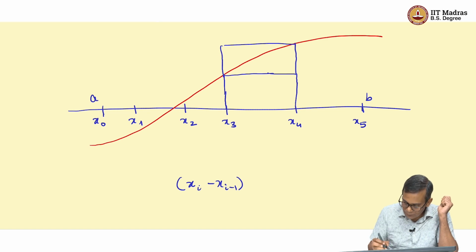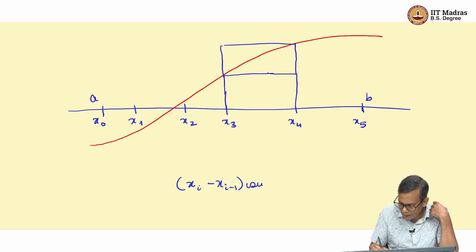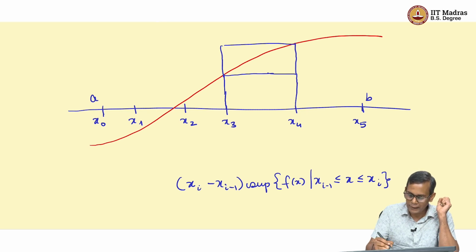And the upper rectangle, its height is the supremum of f of x, where x belongs to the closed interval [xi minus 1, xi], or in other words x lies between xi minus 1 and xi. Xi minus 1 is the smaller one, right? So xi minus 1 is less than or equal to x, which is less than or equal to xi. So this gives me an upper bound for the area just between xi minus 1 and xi. In this case, i is 4.